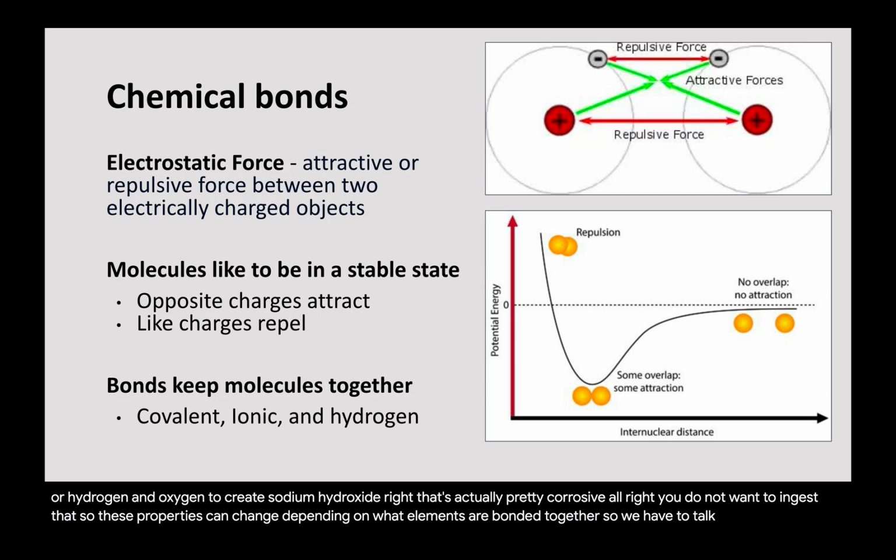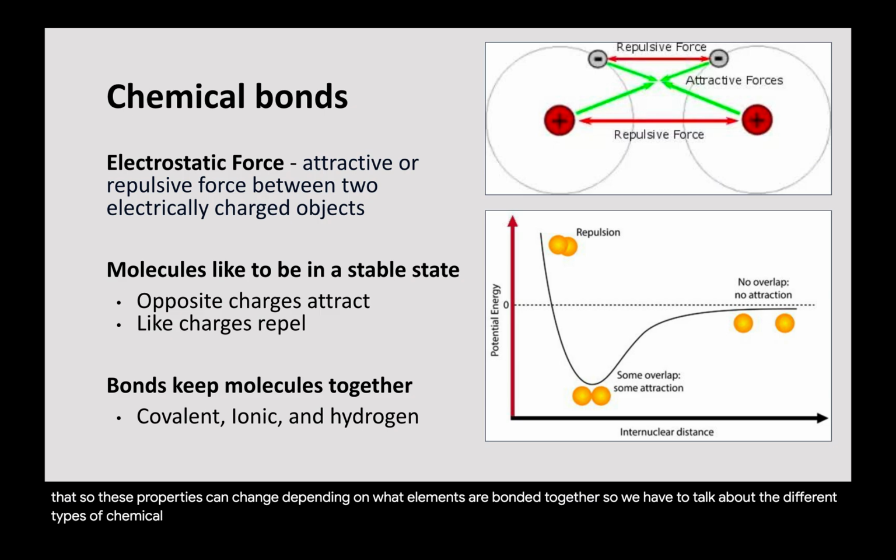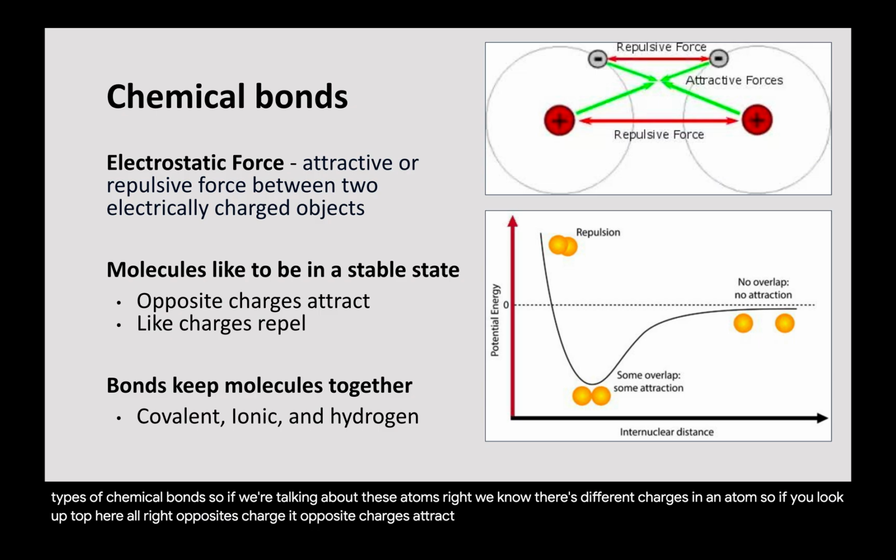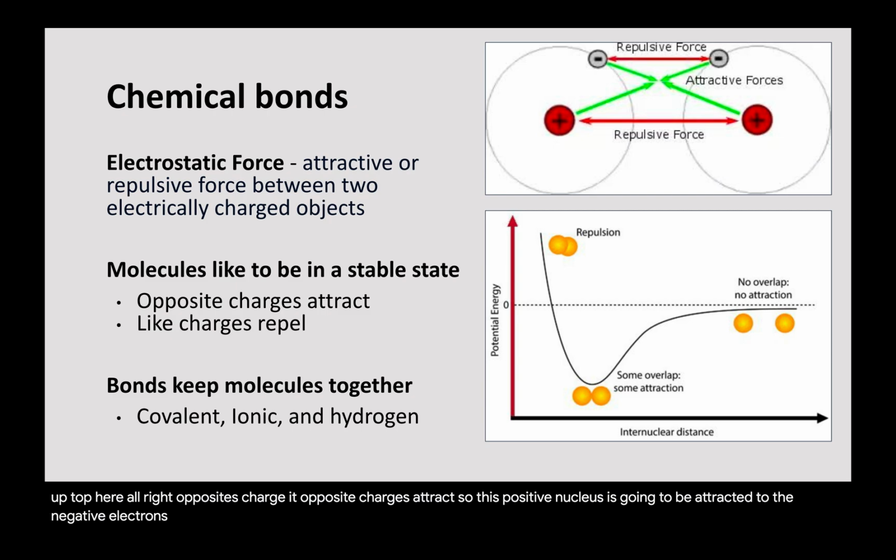So we have to talk about the different types of chemical bonds, right? If we're talking about these atoms, we know there are different charges in an atom. If we look up top here, opposite charges attract. So this positive nucleus is going to be attracted to the negative electrons, right? But like charges have a repulsive force, and so the 2 nuclei are going to be repulsive of each other because they're both positive charges, right?